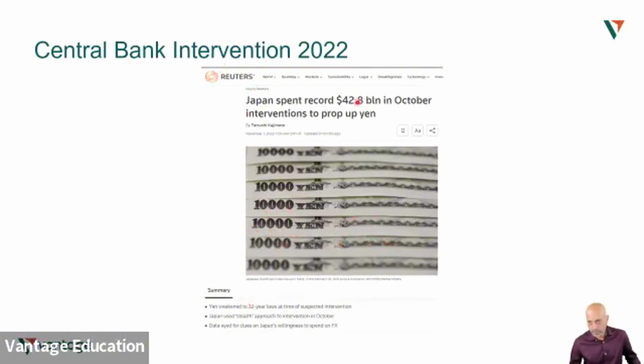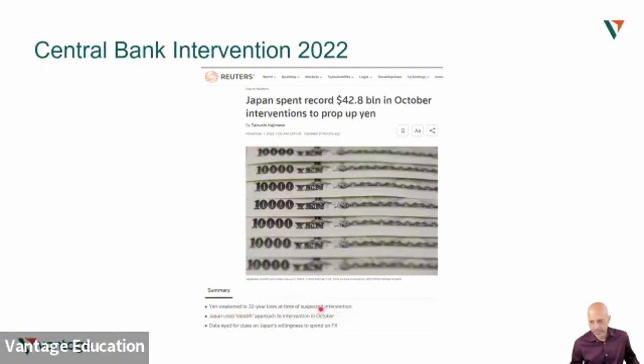So back then, right, by September, October, the yen had already weakened to 32-year lows, right? Think about it, this is a 32-year low. So it had depreciated significantly versus the US dollar. And when this happened, it was suspected at the time that the Bank of Japan had indeed intervened in the open market.